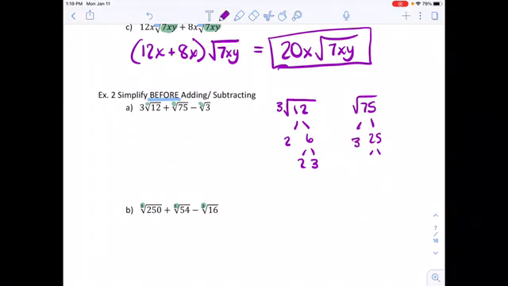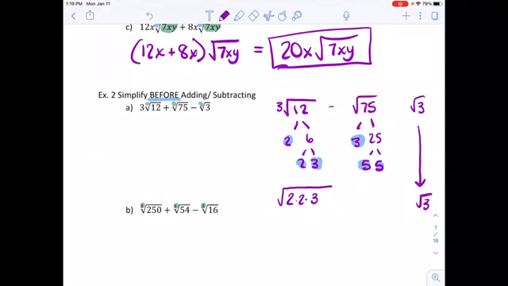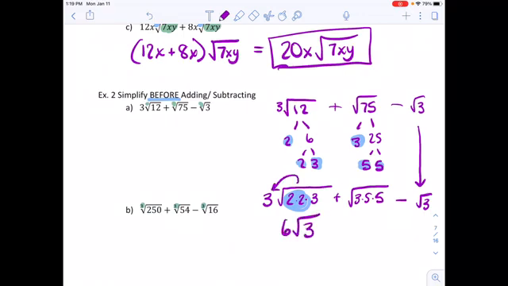3 and 25. The square root of 3 can't be factored out any further. So I'll just bring it down, get my leaves all highlighted. For the 3 times the square root of 12, I end up getting 3 root 2 times 2 times 3. So I have a group here. I'll pull out a 2. So I have 6 root 3.